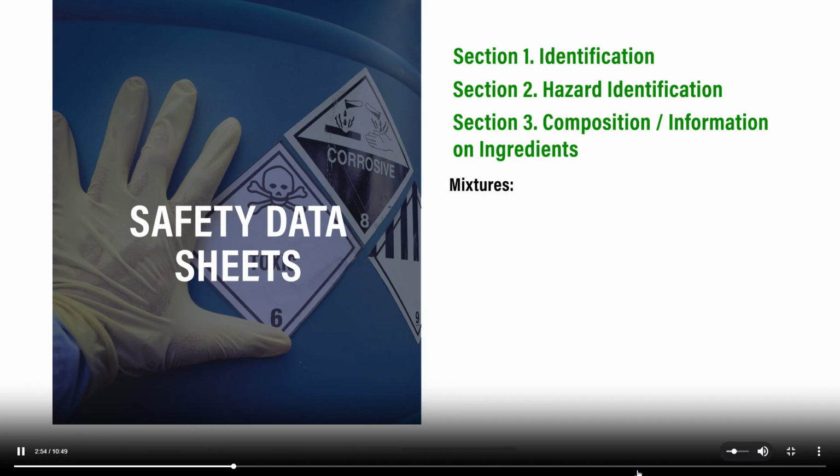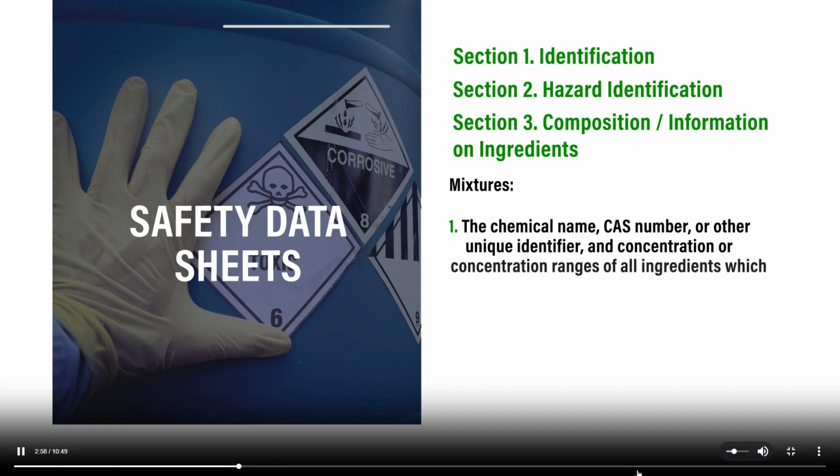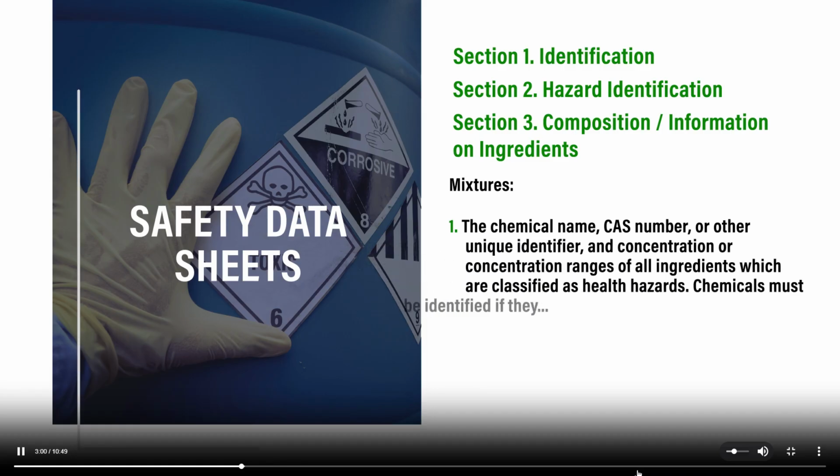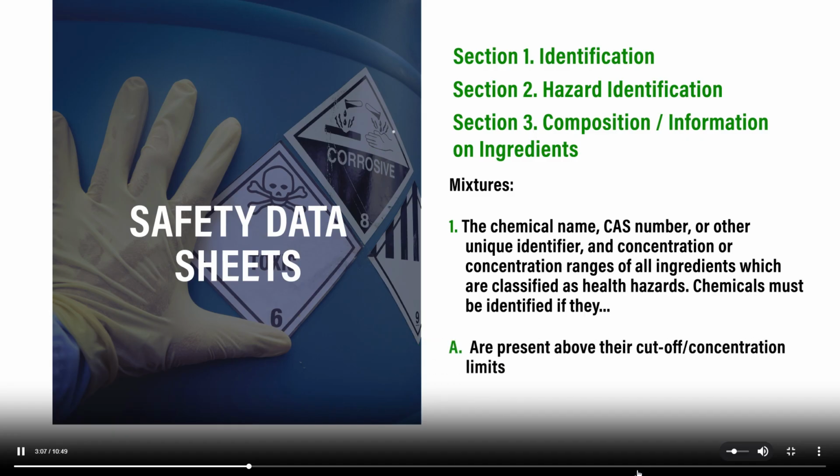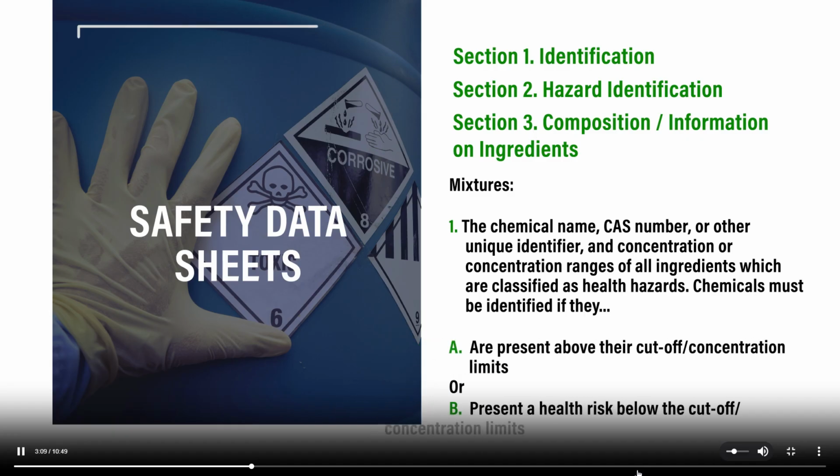Mixtures. The chemical name, CAS number, or other unique identifier, and concentration or concentration ranges of all ingredients, which are classified as health hazards. Chemicals must be identified if they are present above their cutoff/concentration limits or present a health risk below the cutoff/concentration limits.